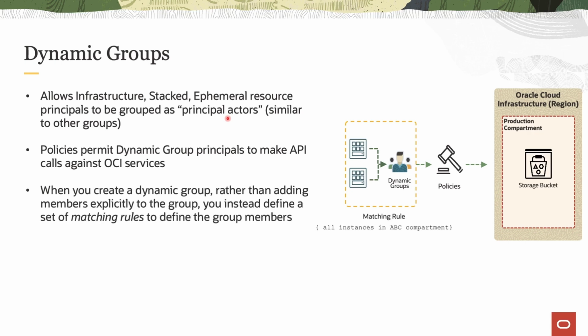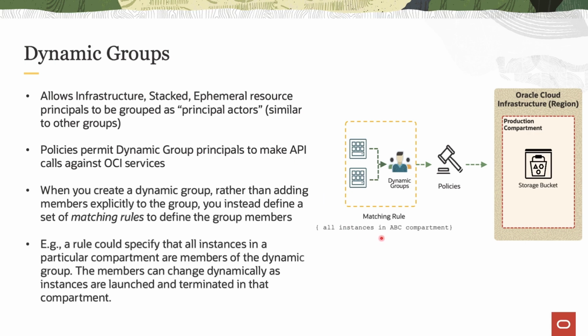But why do we call it dynamic? Because we create dynamic groups using matching rules. For example, a rule can specify that instances of a particular compartment will be members of this dynamic group. So by doing this, the members can change dynamically. Suppose you launch instances or you delete instances in that particular compartment, the membership of this particular group will change accordingly. And we do not have to maintain it manually, like adding or deleting the members as you delete or create instances in that particular compartment.